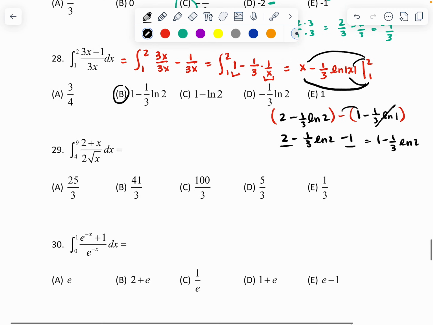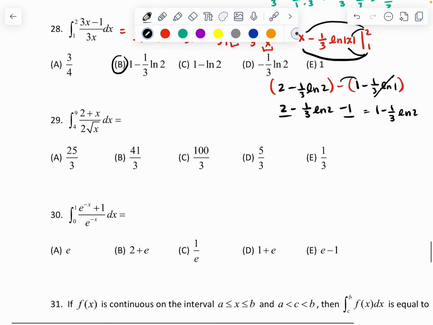Okay, number 29 is absolutely awful. Okay, but let's go ahead and do it anyways. Okay, so for this one, it's another split up question. So this is the integral from 4 to 9. I think I did this with a couple of people today after school. So it's going to be 2 over 2 rad x plus x over 2 rad x.